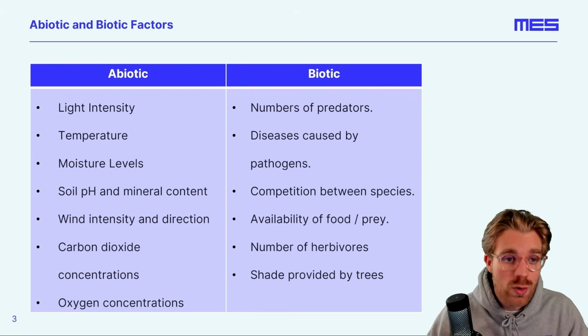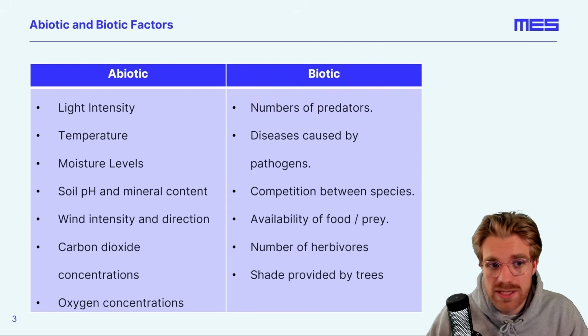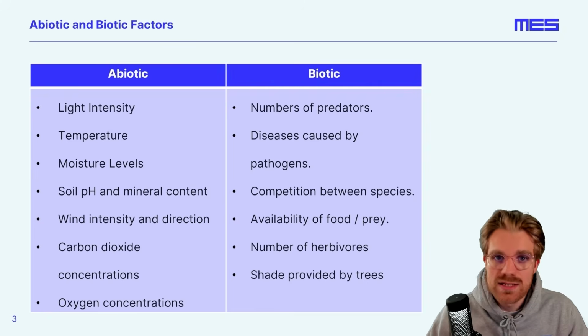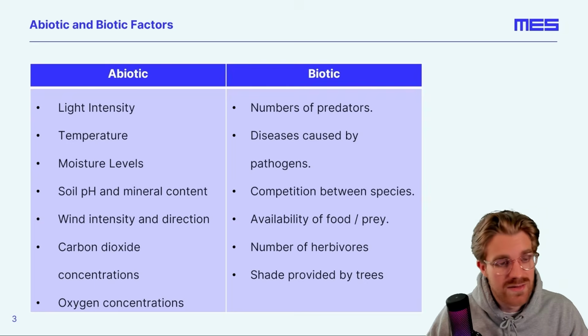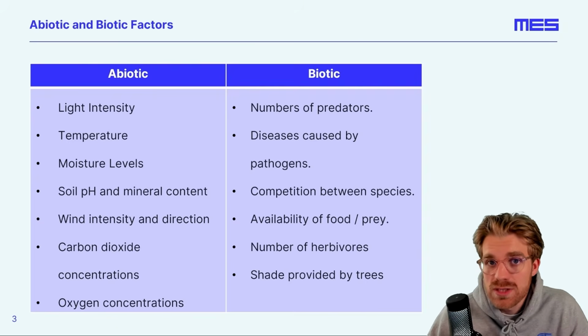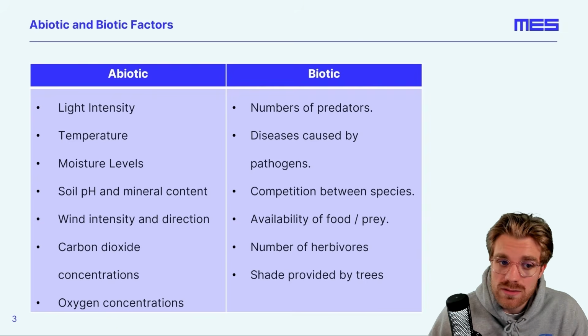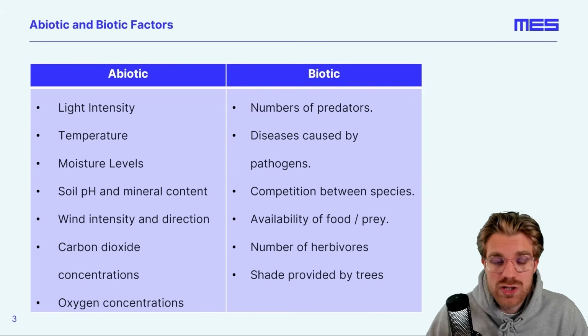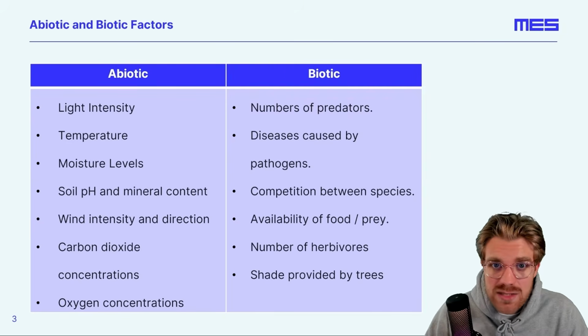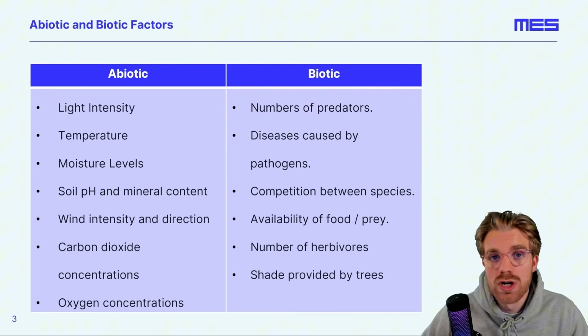Now, these biotic factors, we also need to think about how this affects the population size. Obviously, the number of predators means that there's more animals being eaten, and that reduces the population. If there's increasing disease, there's increased death, and that reduces the population as well. We can think about the availability of food. If there's more food available, then a larger population can be supported because there is less competition. If we think about the shade provided by the trees, if there's more places to shelter, then there's more available habitats for the population of organisms within that ecosystem.